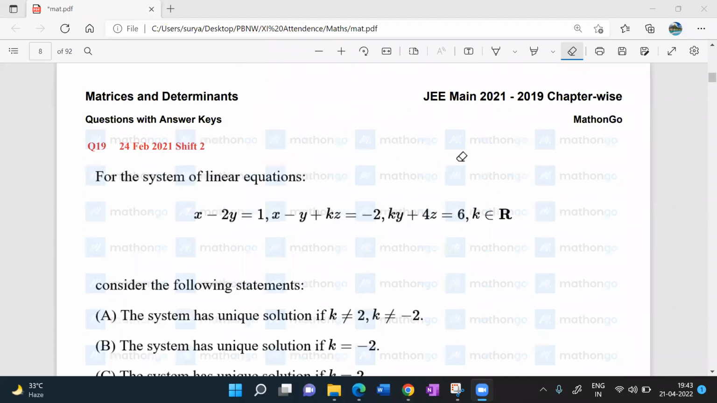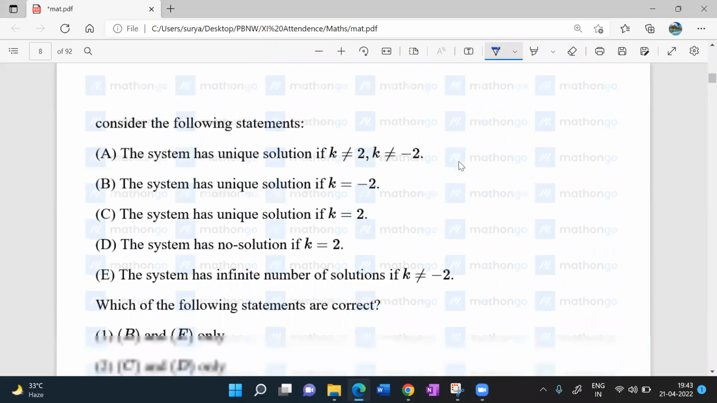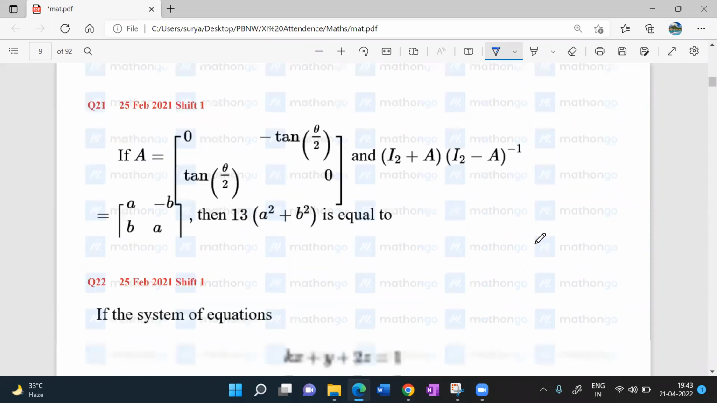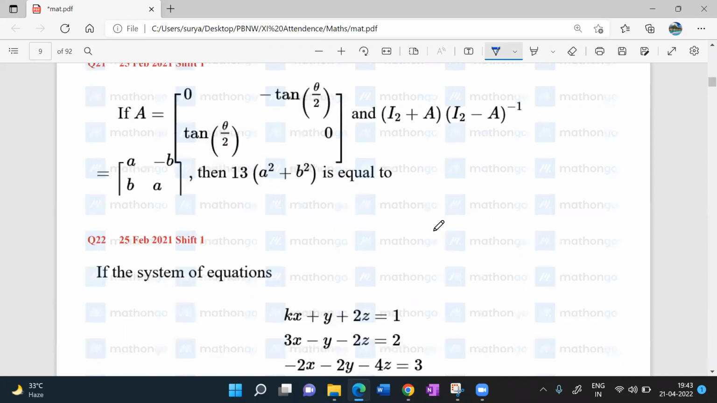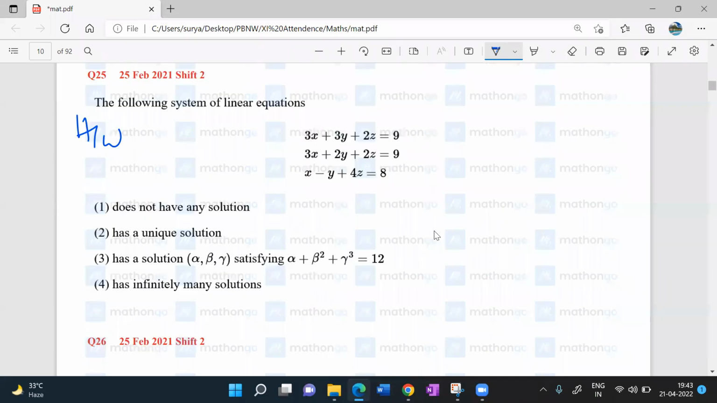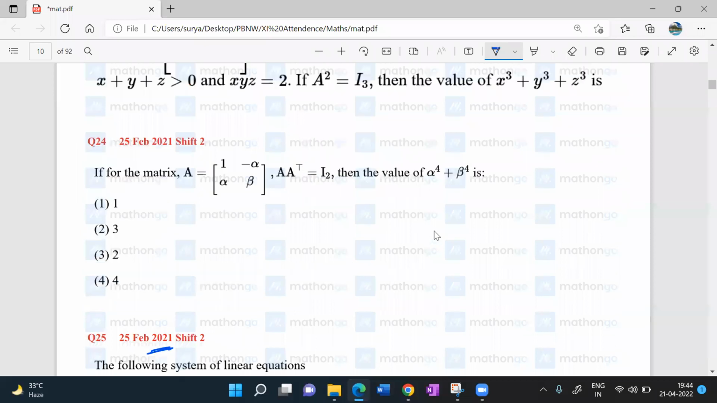I'll give homework. Already I gave a few homework questions. This is the homework. Next, this is also homework. Next, the 22nd question is homework. Look at it, everywhere system of linear equations, 2021 here also. Everywhere system of linear equations questions.